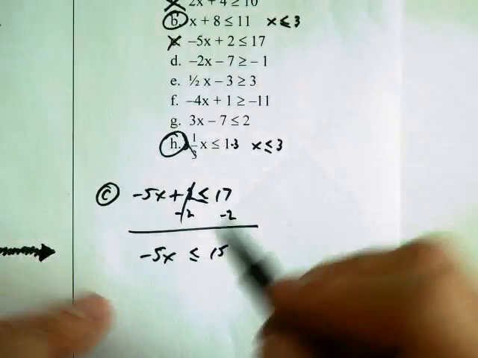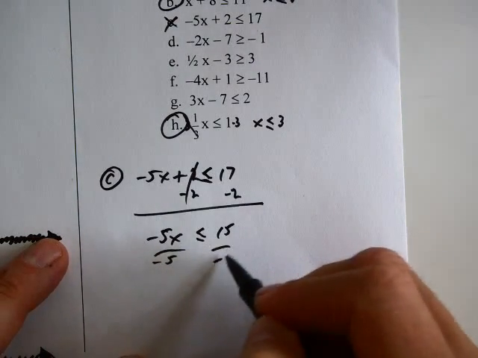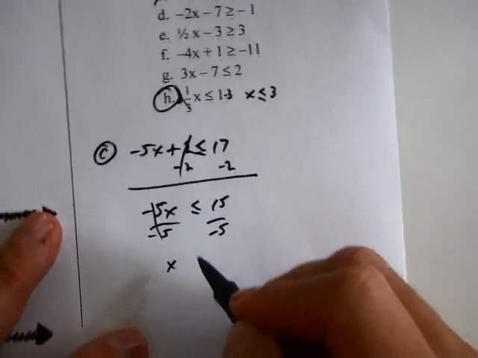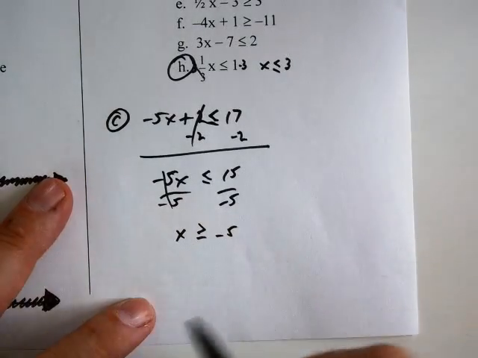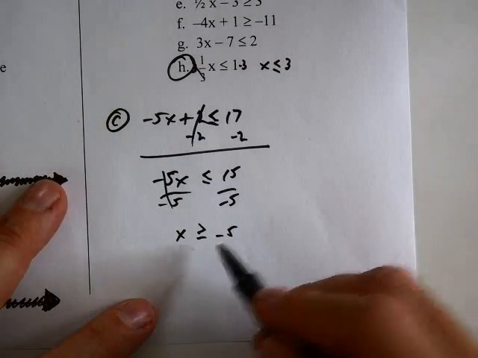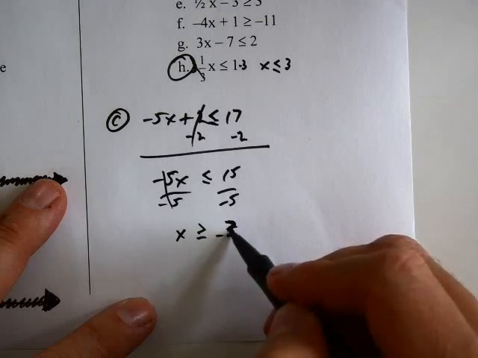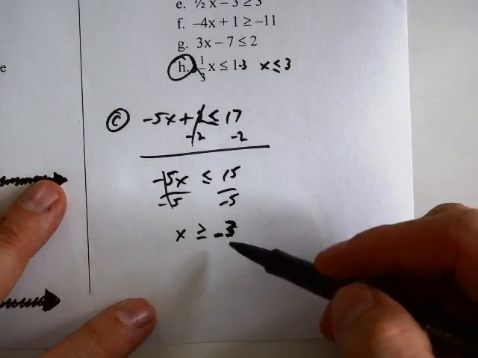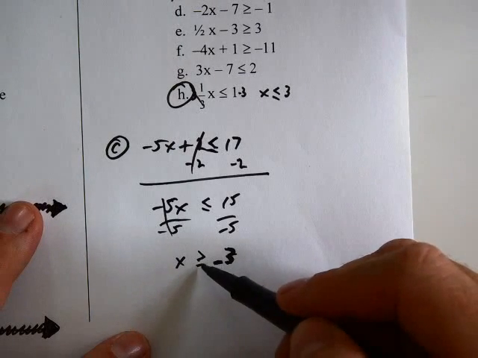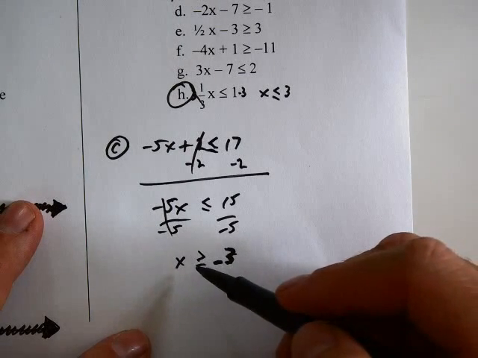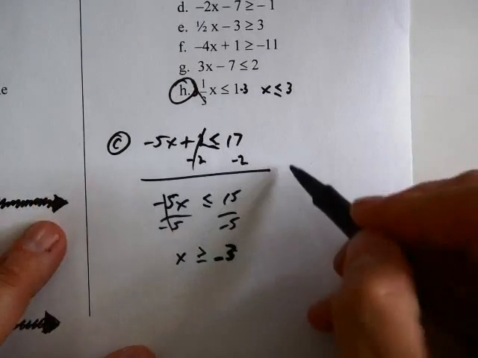But for those that just don't believe me, I'm going to divide by a negative 5 on both sides, and I get greater than or equal to negative 3. Even though it's negative, it's a 3, that's cool. But no, the sign is in the wrong direction. Let's go do D.